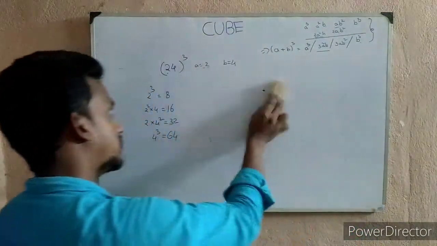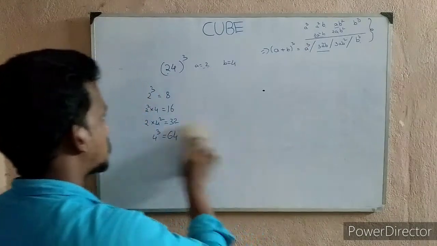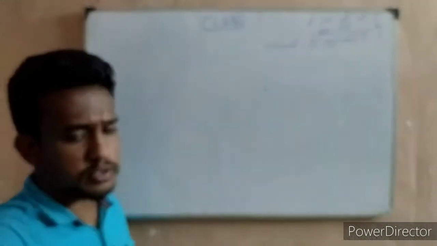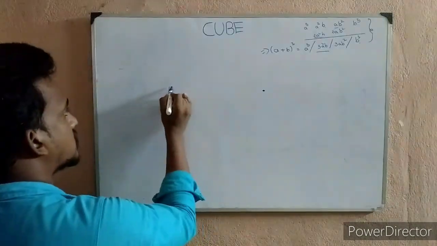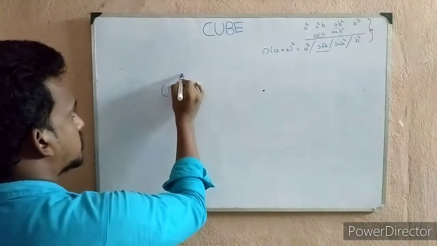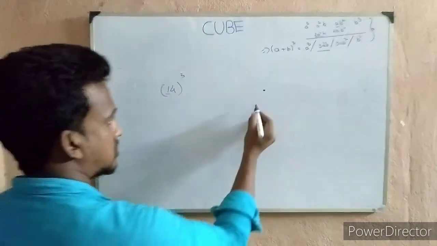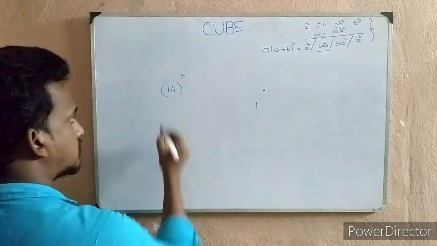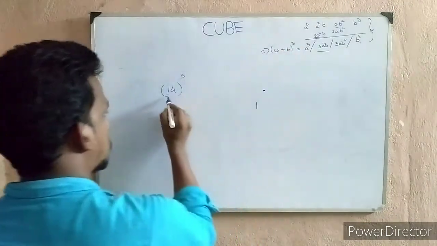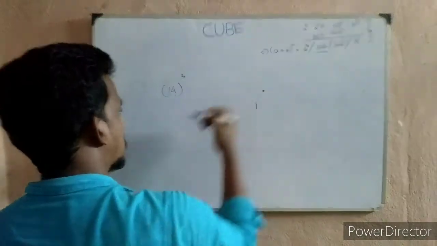We'll take another example so that you can understand better. If you practice it, it will become much easier for you. Let us take another example, a smaller one which you can understand better. 14 cube. First step, we cube the first digit. 1 cube, 1.